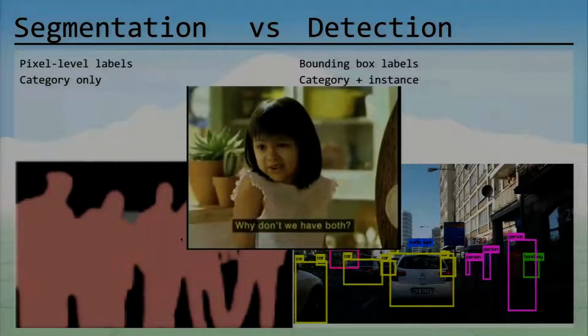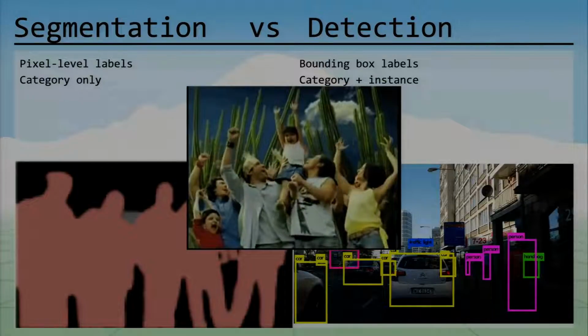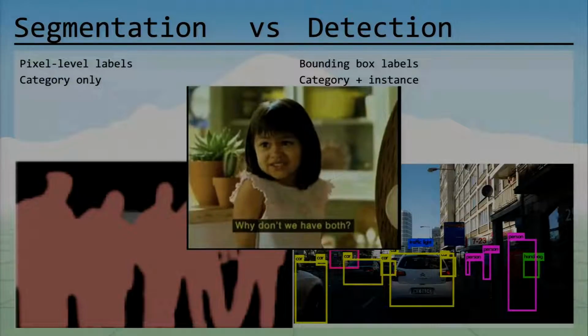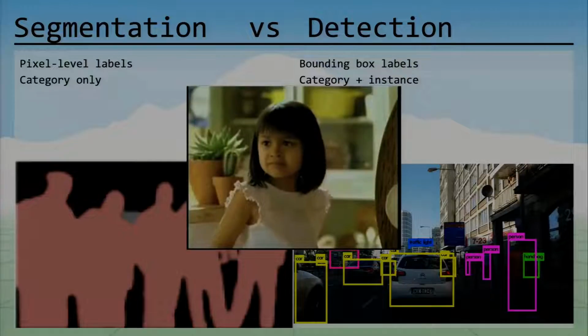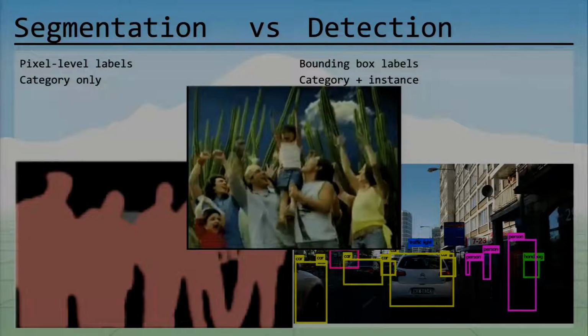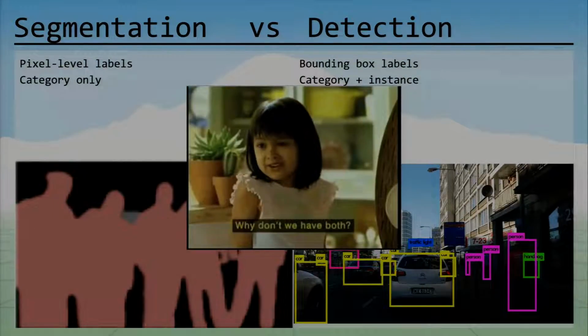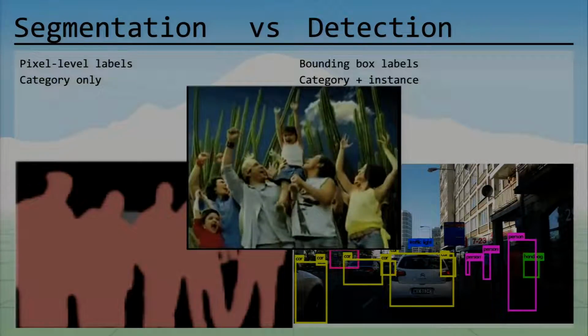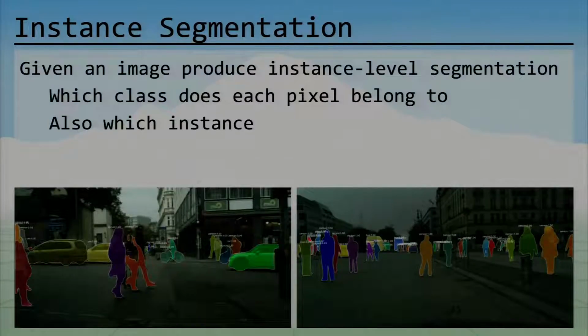And one question you might be asking is why don't we do both of these things at the same time? Why don't we make these predictions on a pixel level, but also have differences between different instances in this image? And this task is called instance segmentation. So given an image, we want to produce instance level segmentations where we know what class every pixel belongs to, but also which instance it belongs to.